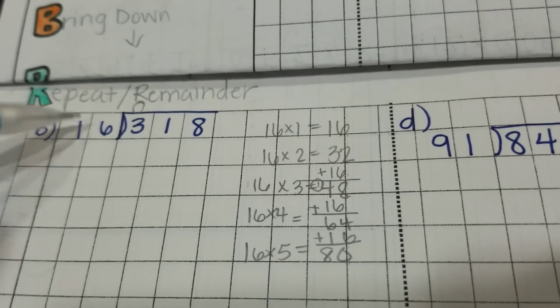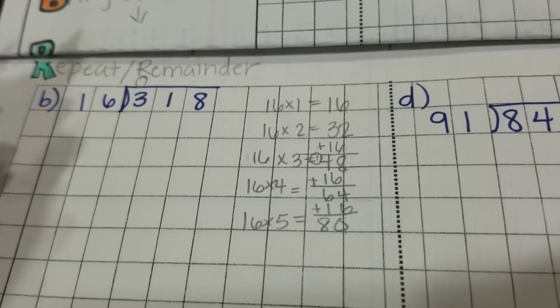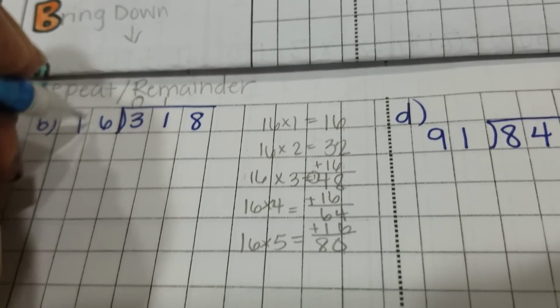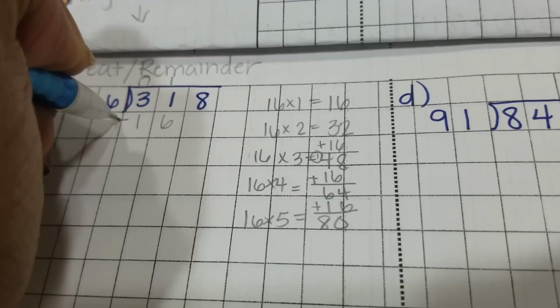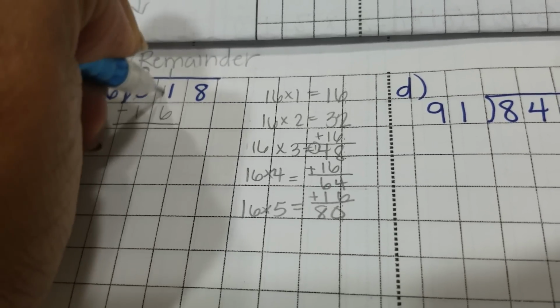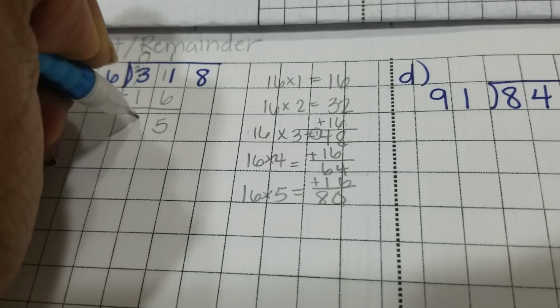How many times does 16 go into 31 without going over? That would be 1 time. 1 times 16 is 16, and we subtract. Okay. We borrow from the 3. So 11 minus 6 is 5. 2 minus 1 is 1.